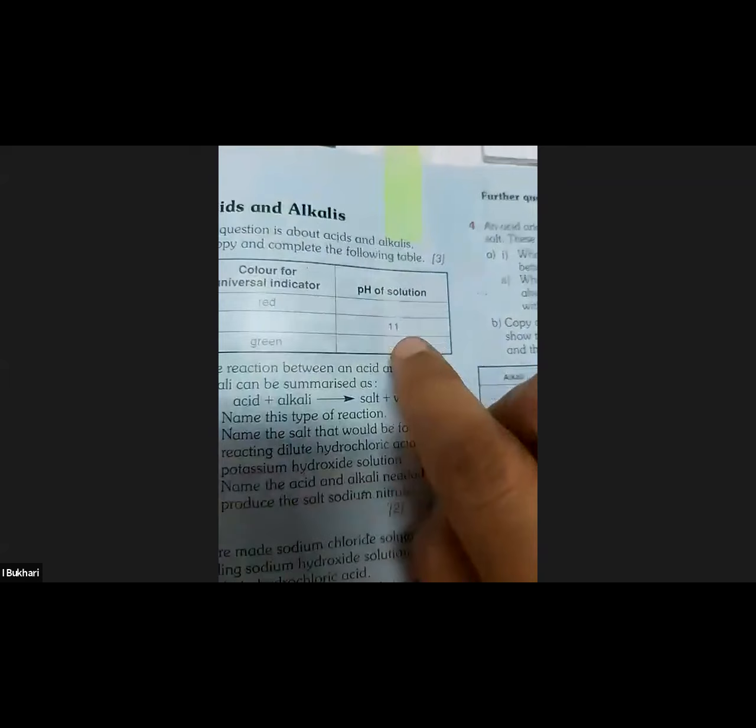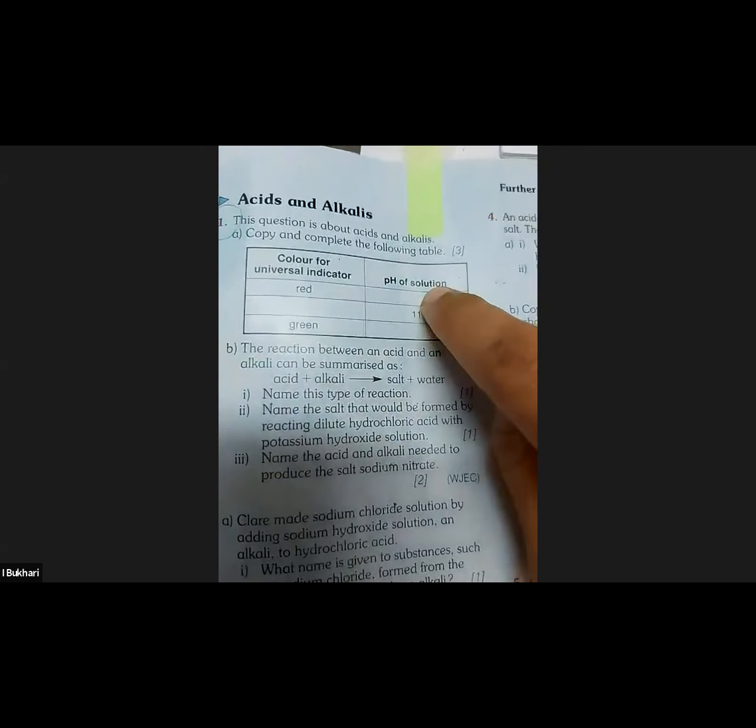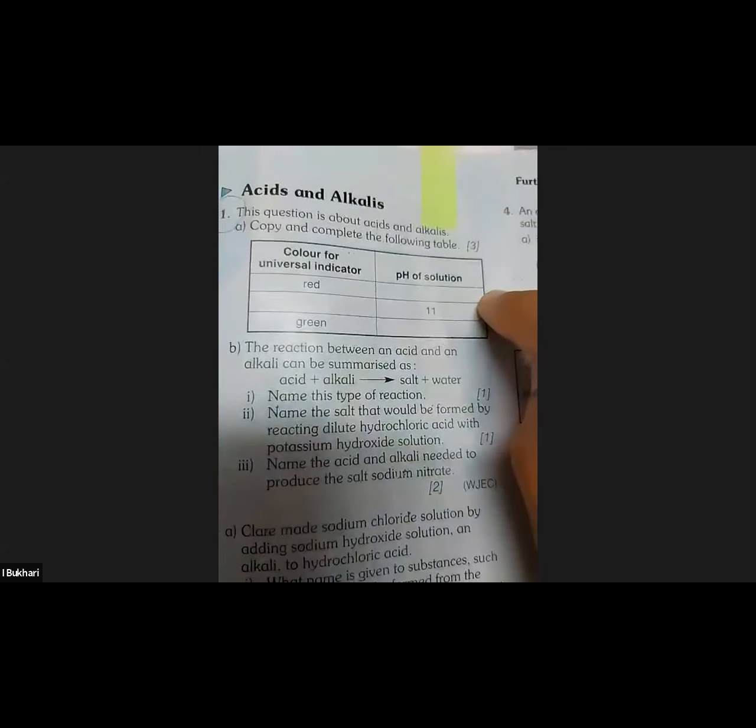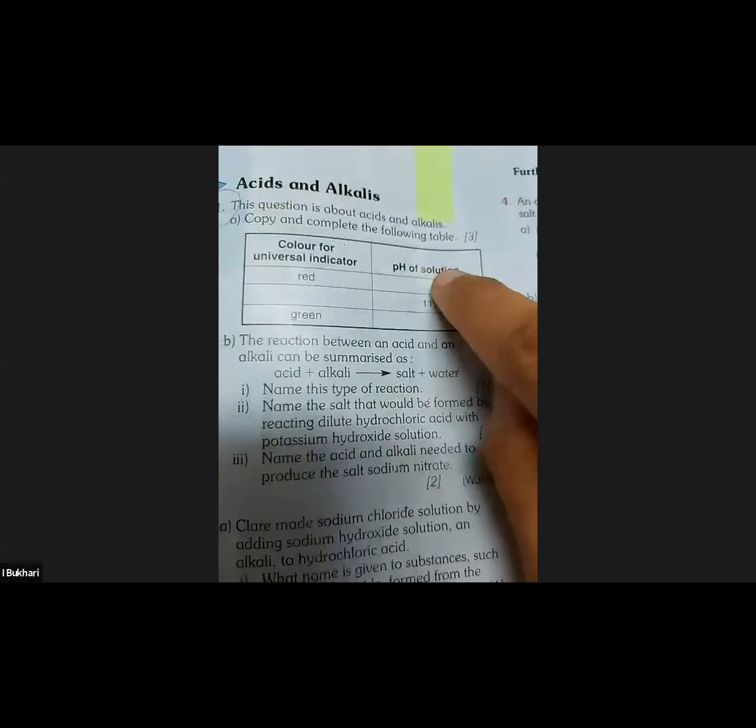Can you see that in the table, they have given 11. So they expect you to write a number here, not lower than 7. Okay, you will write 1 or 2 or something like that.